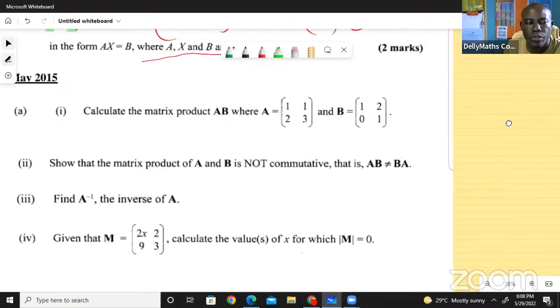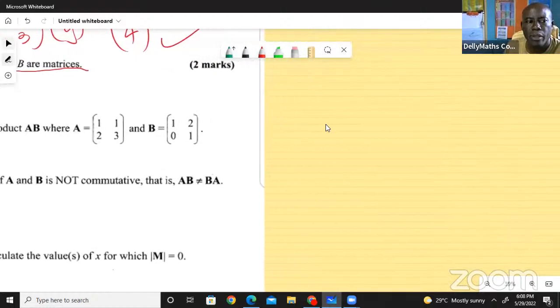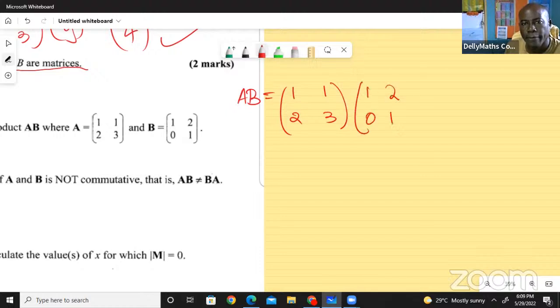All right. So now we're looking at AB. If we're going to do the matrix product AB, we put the matrix A out front, which is [1, 1; 2, 3], times the matrix B, which is [1, 2; 0, 1]. We're going to multiply these. Remember though, when we multiply, it's row by column, row by column.